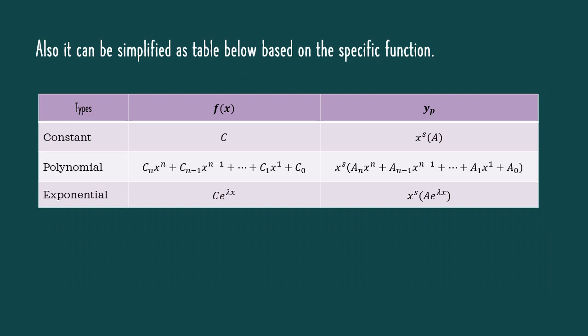Or the theorem can be simplified as the table below based on the specific function. The first function, f(x) is equal to a constant. So this is our f(x) = c. So our yp will become a multiplied with x^s. Second function, polynomial. So this is our f(x) = c_n x^n + ... + c_0. Then our yp will become (a_n x^n + ... + a_0) multiplied with x^s. And the next type of function is an exponential function. So this is our f(x) = c e^(λx). So from here, our yp will become a e^(λx) multiplied with x^s.